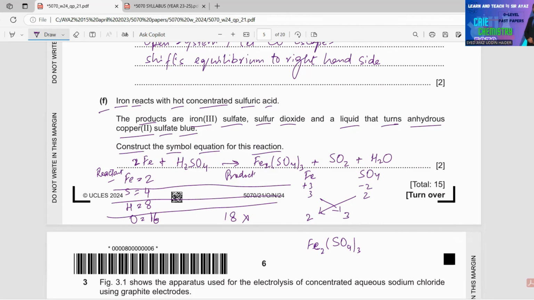So 5 4s are 20 for oxygen on the reactant side. On the product side, 3 4s are 12, 12 plus 2 is 14, 14 plus 5 is 19. Again, it's not balanced. Okay, let's try with the number 6 here.